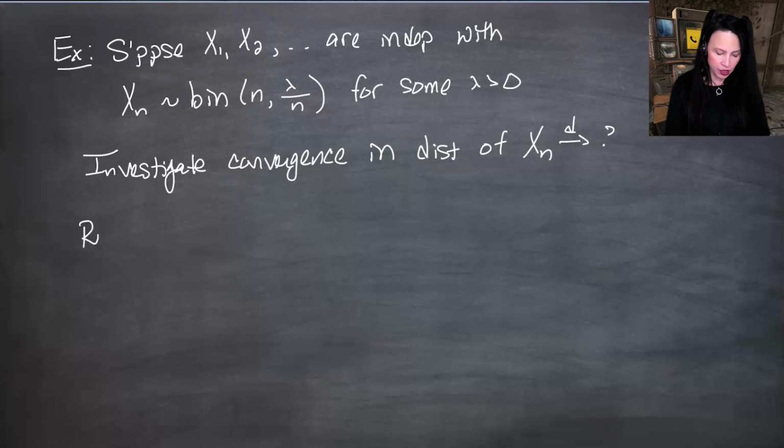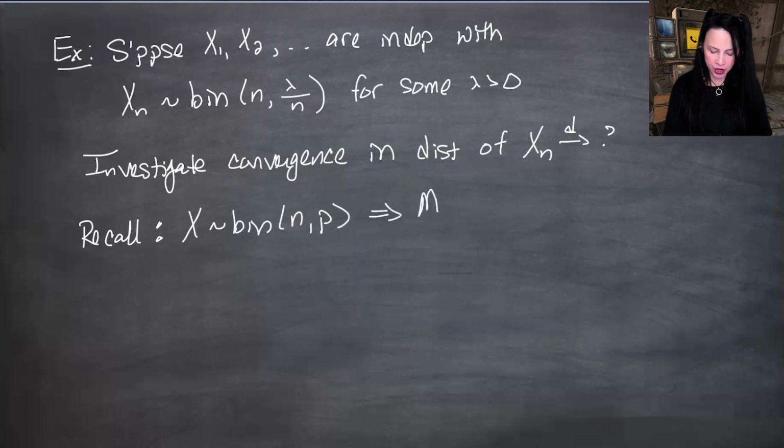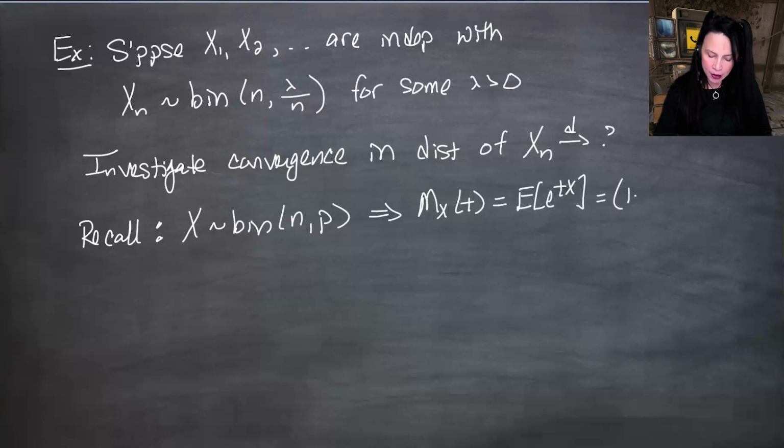So recall, just outside of the context of this problem, if you have a binomial(n, p), then the moment generating function, which was the expected value of e^(tX), is (1 - p + p e^t)^n.